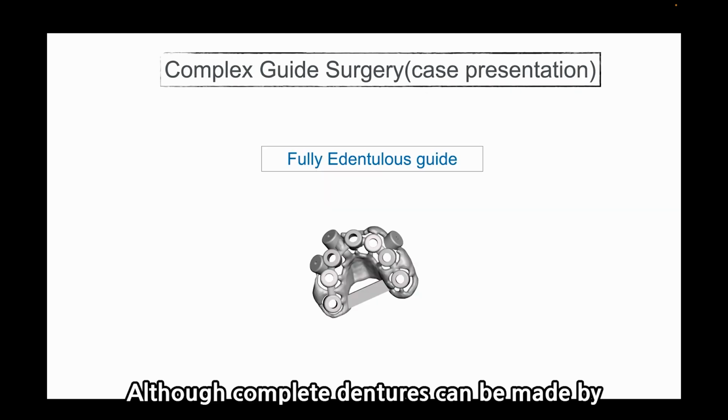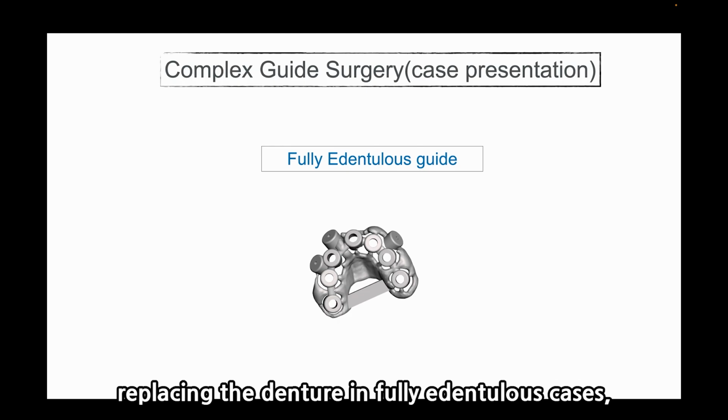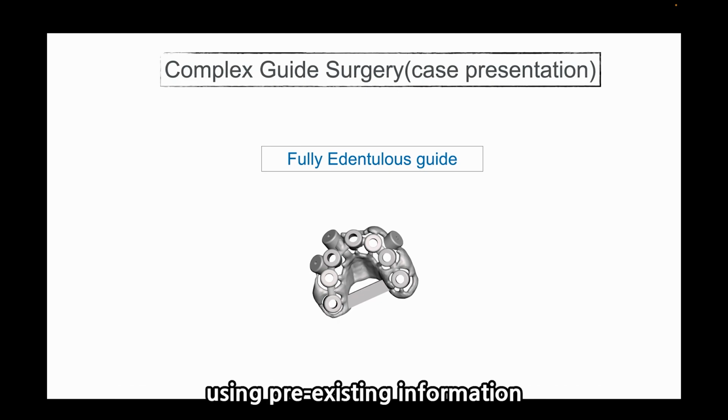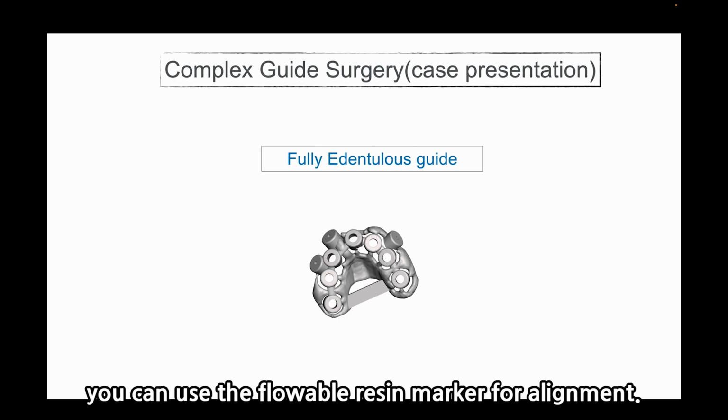Although a complete denture can be made by replacing the denture in a fully edentulous case, using pre-existing information allows CBCT and scan alignment. If there is tooth mobility, the palatal soft tissue can also serve as a reference point, and moreover, you can use a flowable resin marker for alignment.